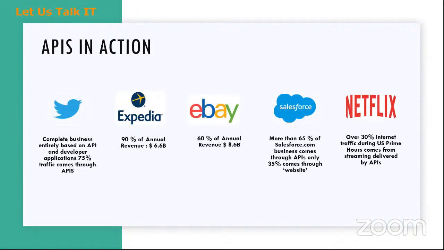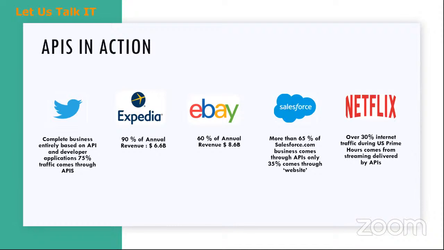So in Twitter itself, if you can see the stats here, the complete business is based on API and developer applications. 75% of the traffic comes just from the APIs for Twitter, and 90% of the annual revenue for Expedia is around $6.6 billion. So similarly with Salesforce, eBay, and Netflix, there is a lot of monetary value attached to these APIs.